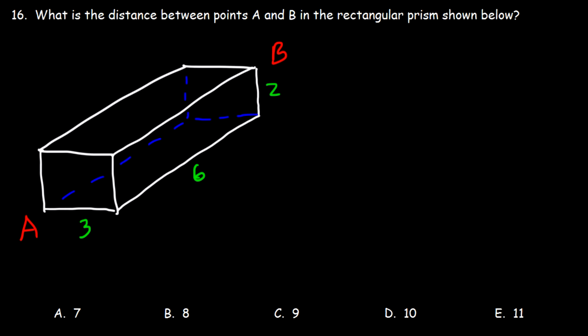Number 16. What is the distance between points A and B in the rectangular prism shown below?